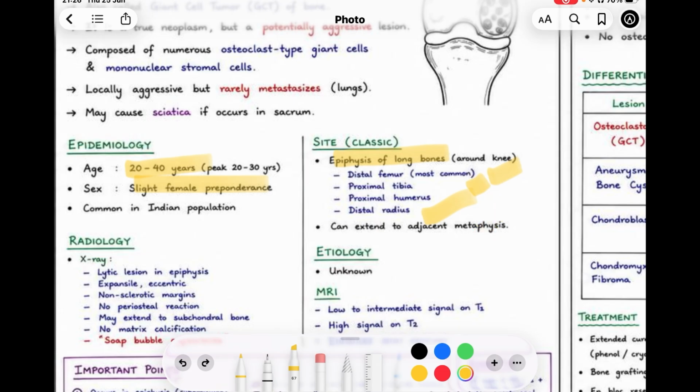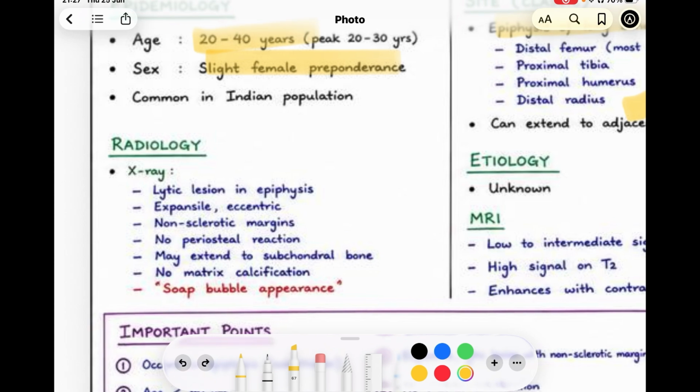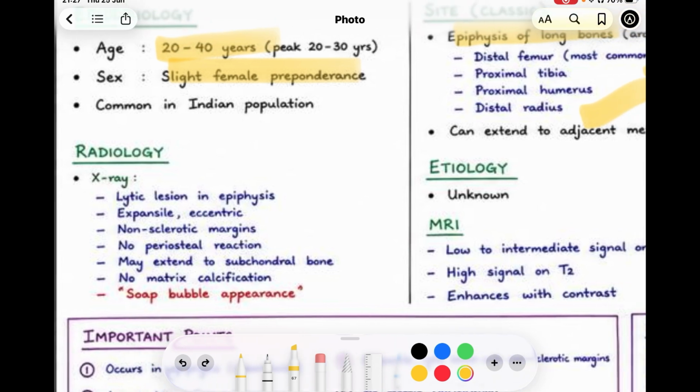And the MRI shows low to intermediate signal on T1, high signal on T2. I think this is not much needed. The most commonly asked one is about the radiology. I've shown you the pictures before. The lytic lesions in the epiphysis. It is expansile and eccentric, as I've told you, and there are non-sclerotic margins and no periosteal reaction seen. It may extend to subchondral bone, with no matrix calcification, and a soap bubble appearance.